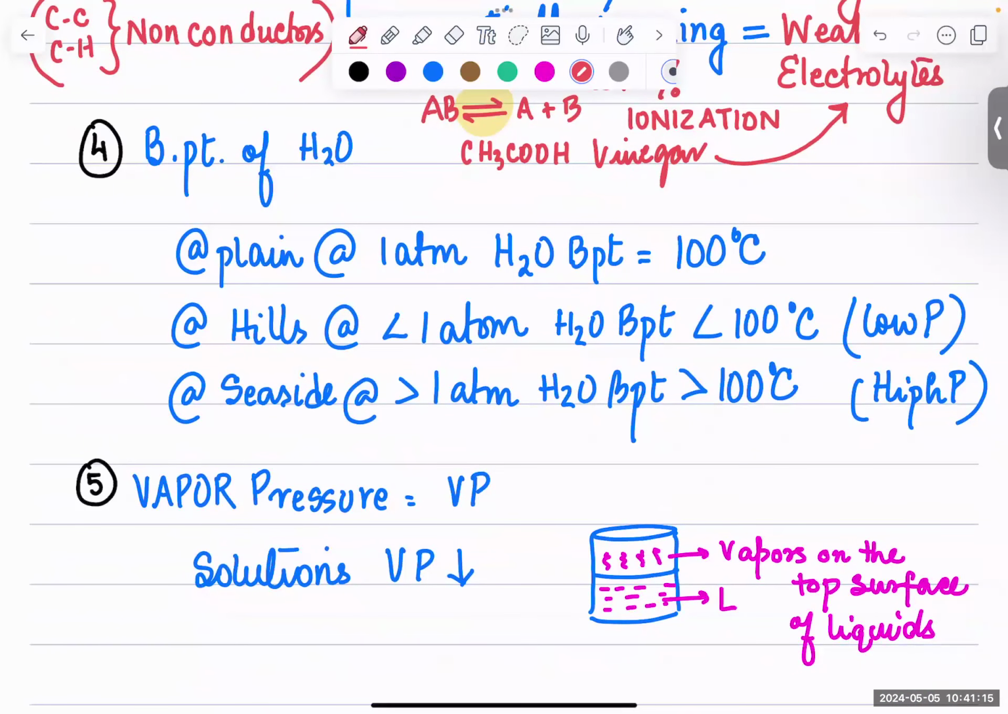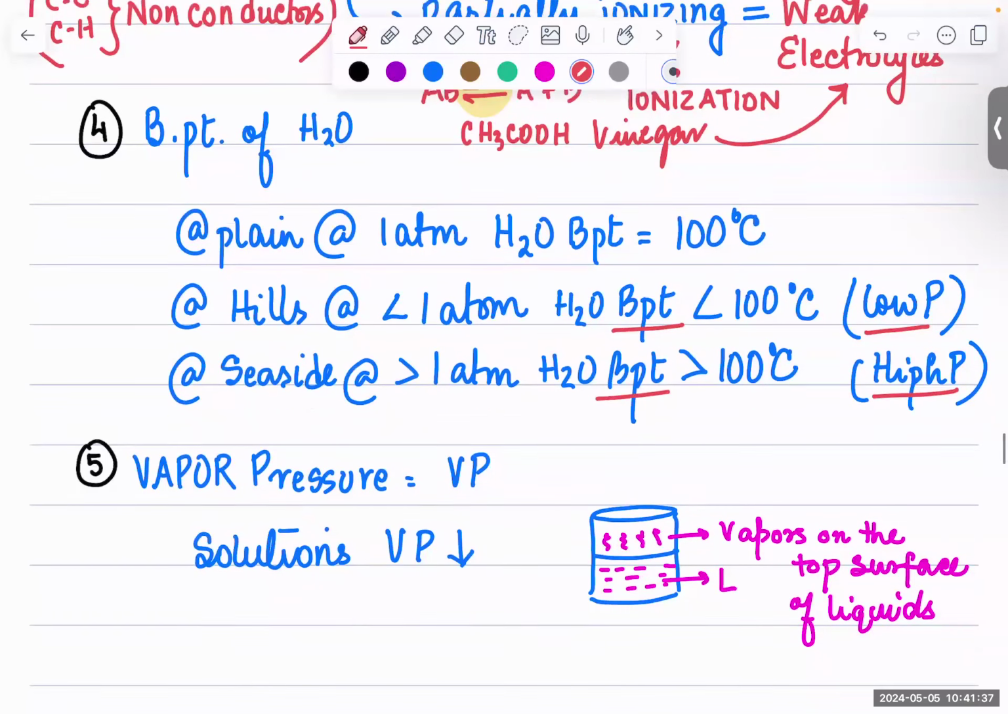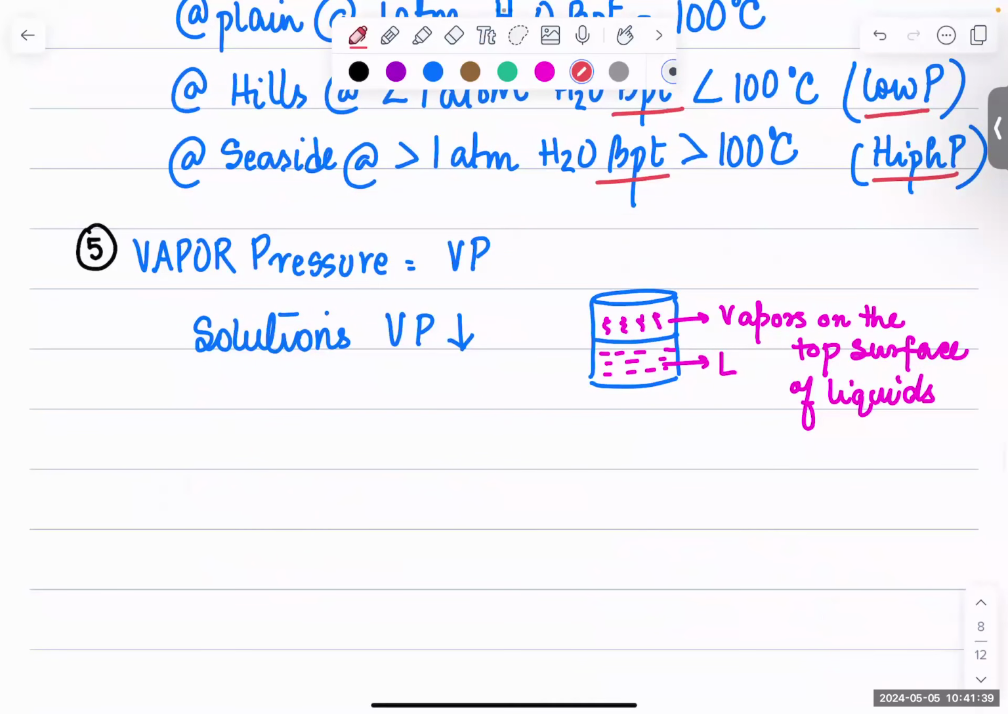Next is the boiling point of water. You should know it is 100, but it's only at the plains, when it's 1 atm. On the hills, the water boils fast because there is low pressure. On the seaside, the water takes longer to boil because of the high pressure. So that is the relationship between the pressure and the boiling point.